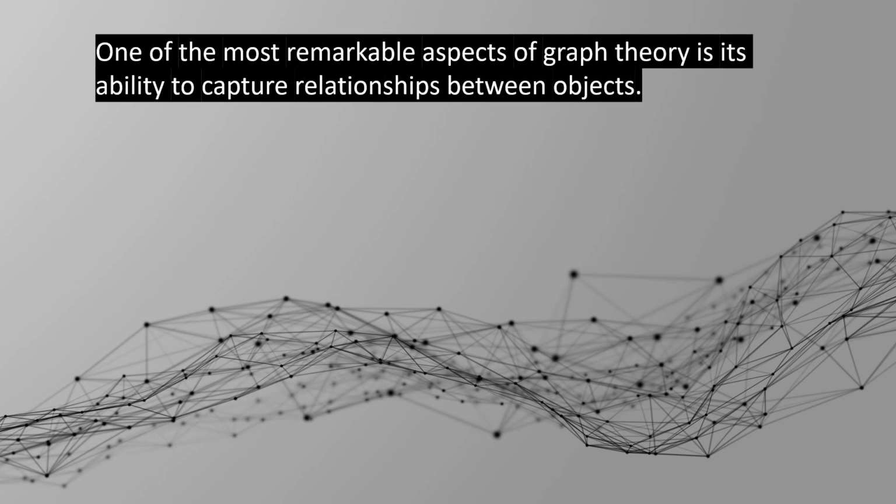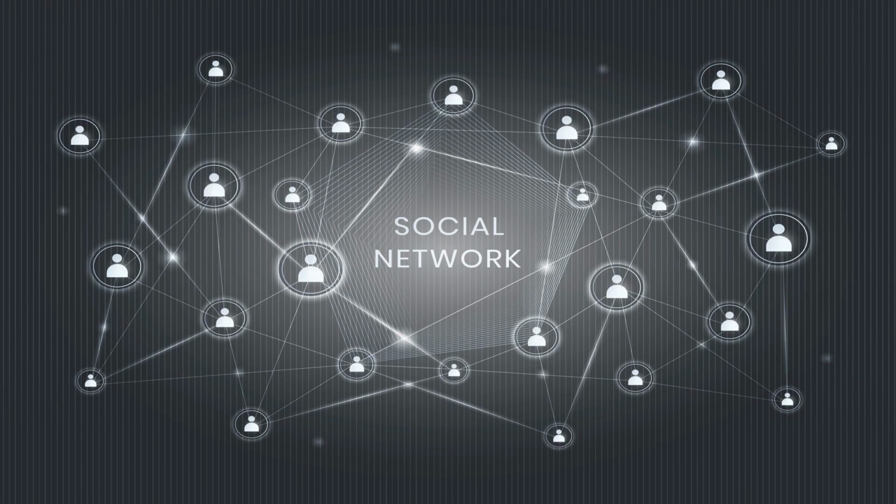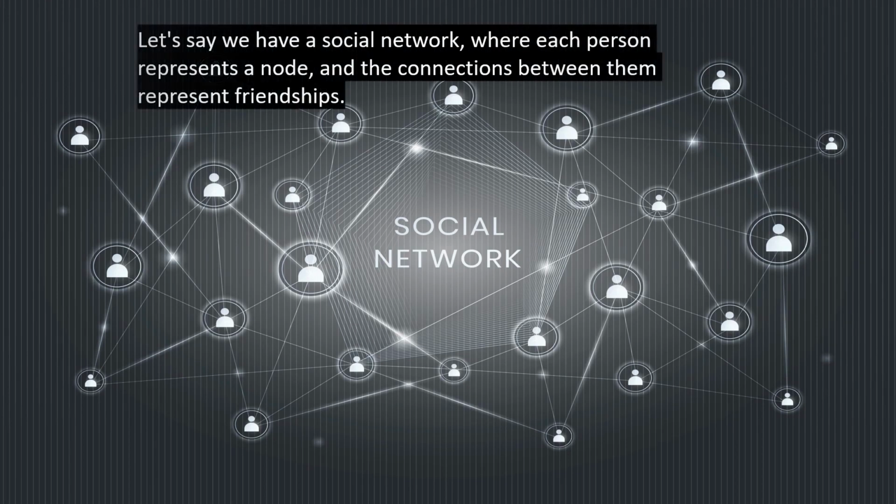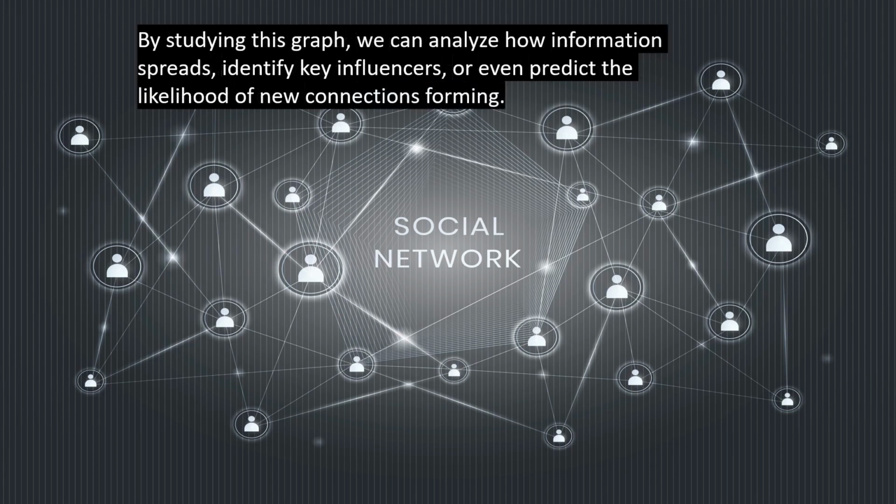One of the most remarkable aspects of graph theory is its ability to capture relationships between objects. Let's say we have a social network, where each person represents a node, and the connections between them represent friendships. By studying this graph, we can analyze how information spreads, identify key influencers, or even predict the likelihood of new connections forming. Now, let's employ the principles of graph theory to unravel this captivating puzzle.